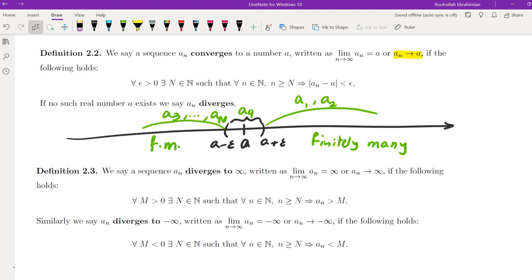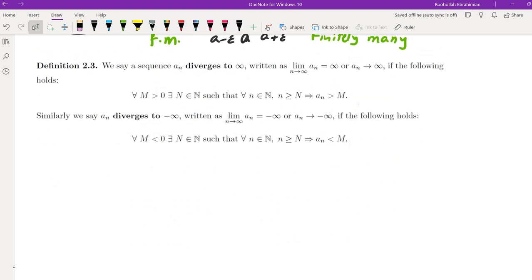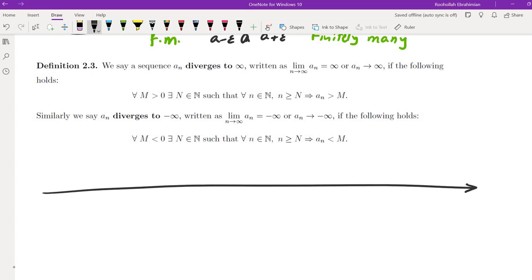The first one is stated in definition 2.3. Even though the sequence that I'm going to talk about diverges, it diverges in an interesting type of way. In other words, the sequence goes to infinity. So we say a sequence an diverges to infinity, written as the limit of an as n approaches infinity is infinity, or an arrow infinity, if the following holds.